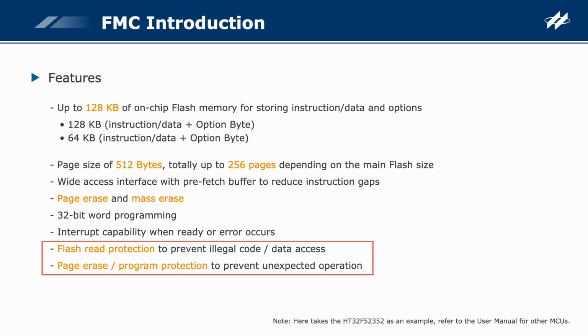The flash read protection function is used to prevent illegal code or data access of the flash memory. This function is useful for protecting the software or firmware from illegal users. The function is enabled by setting the OBCP register of the option byte.